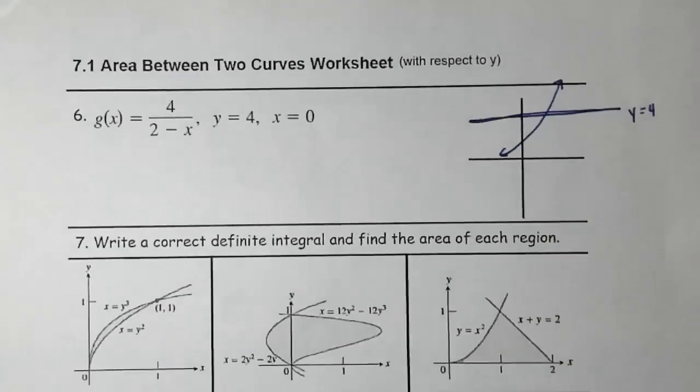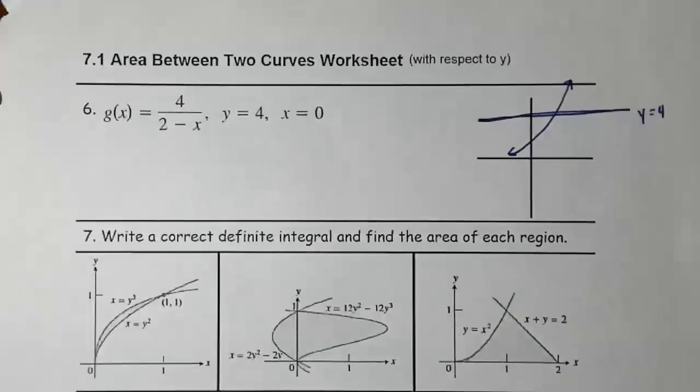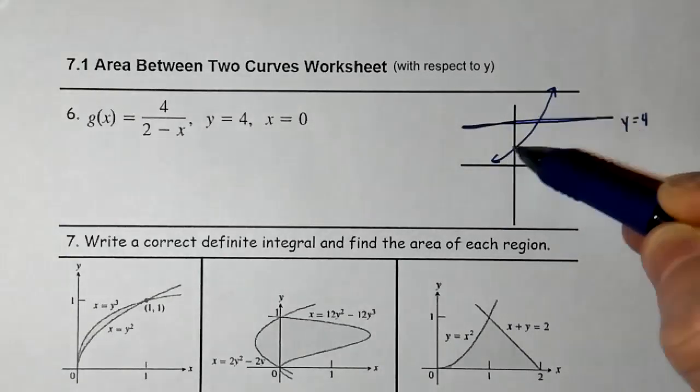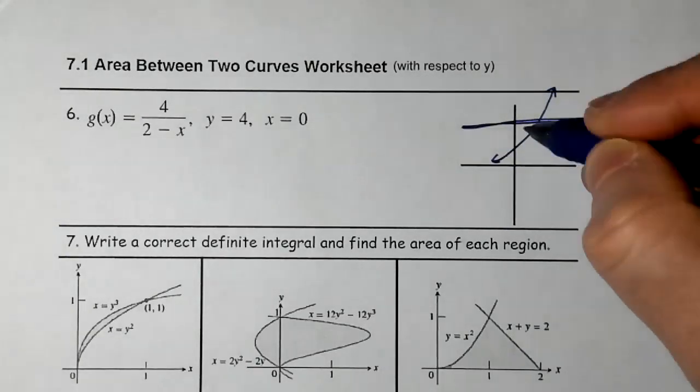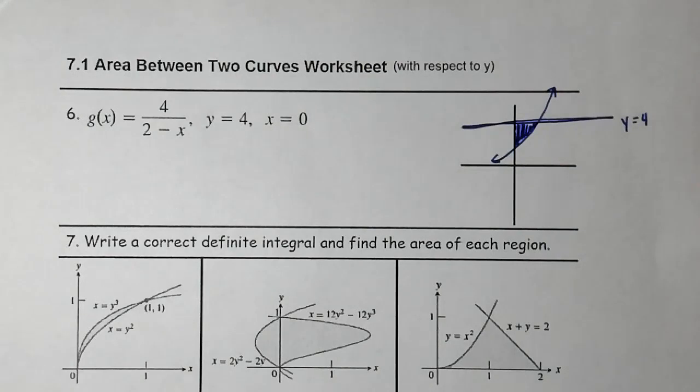And now we are on to the last section here, area between two curves with respect to y. Let's make sure we zoom in. All right, cool. Now this one is going to be the 1.227. Okay. This is our 4 divided by 2 minus x, and this is our y equals 4. So when we do this, we're looking at this area right here. Okay.